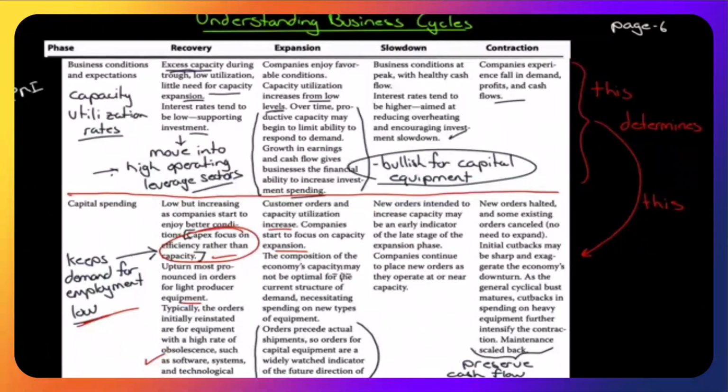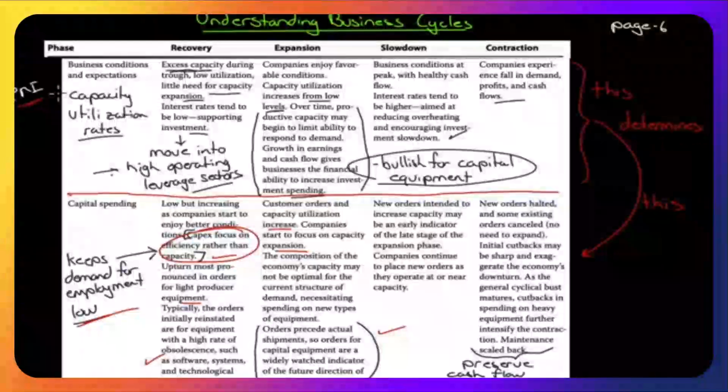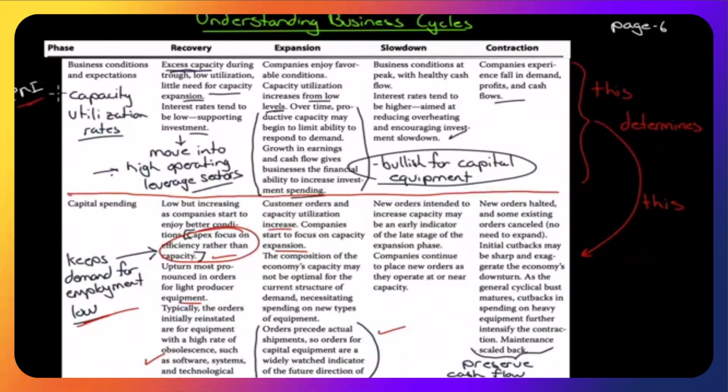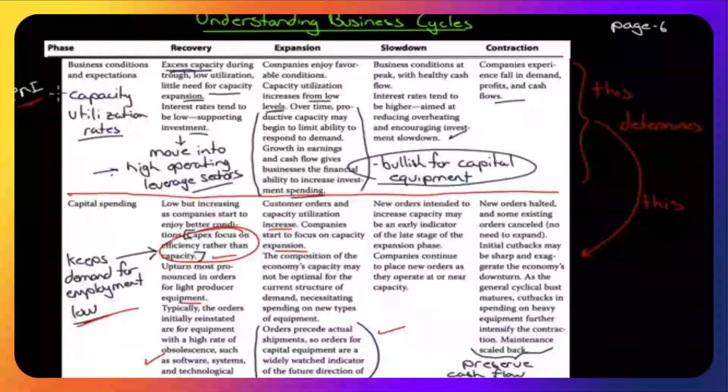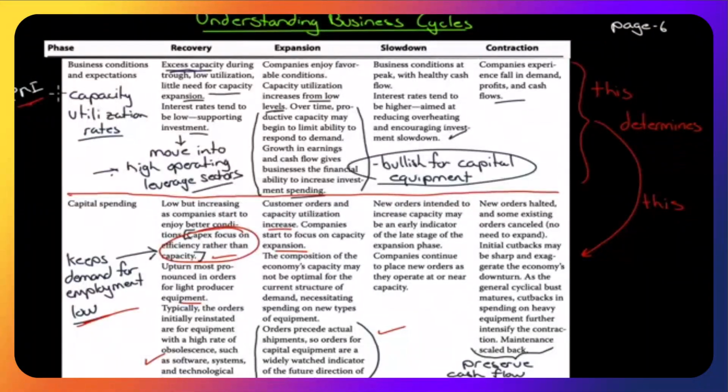Composition of the economy's capacity may not be optimal for the current structure of demand, necessitating spending on new types of equipment. And here's an important point: orders precede actual shipments. So orders for capital equipment are a widely watched indicator of the future direction of capital spending. Where do we see this? We see this in the PMI report. In PMI manufacturing, there is one line item that measures new orders. And I think it's for like 6 months out or something like that.